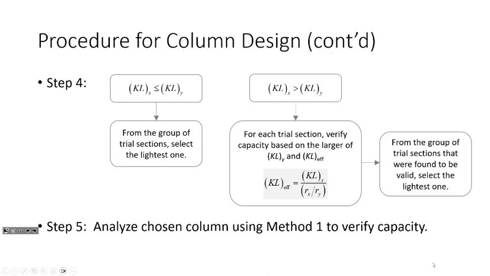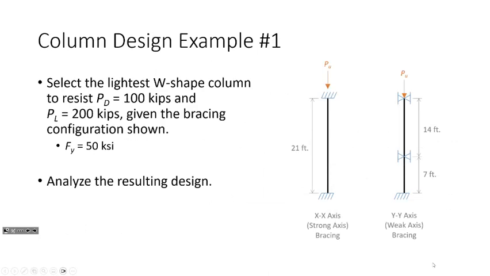Again, we're taking it slow. We're going to take our time with it, okay? Now, what we'll do is we'll check all these sections, and from the group of trial sections, select the lightest one. So the idea is that if you can look at the column and see the weak axis governs, just look up the capacities, pick the lightest one. But if the strong axis might govern, you've got to check each one. And so I want to explain how that works with this problem. So we're going to do a column design example, okay?